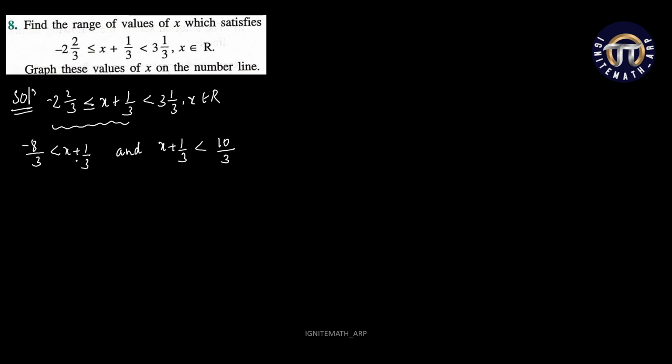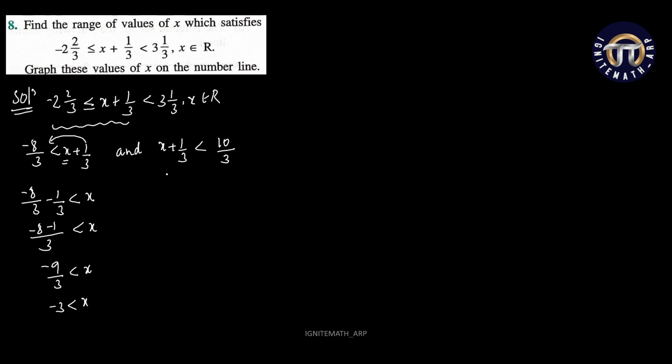Now I'll take the left hand side of the inequality. Now pay attention. So here only x is there, directly this number I will take it on the other side. So minus 8 by 3 minus 1 by 3, x is greater than this much. So LCM is 3 itself, minus 8 minus 1, x is greater than this much. So minus 9 by 3, x is greater than minus 3. Clear, children? X is greater than minus 3.